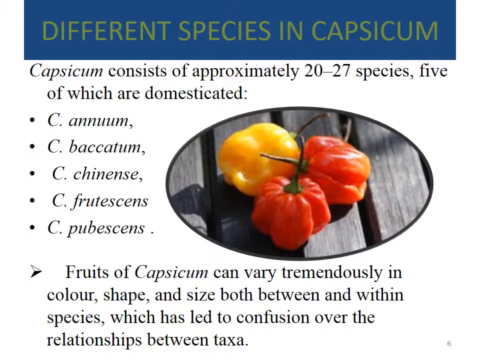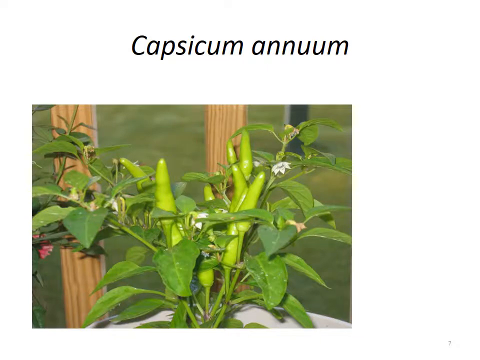Fruits of Capsicum can vary tremendously in color, shape and size, both between and within species, which has led to confusion over the relationships between taxa. Here you can see some pictures of different kinds of Capsicum. This is Capsicum annuum, which is generally consumed in green form or red dried powdered form.